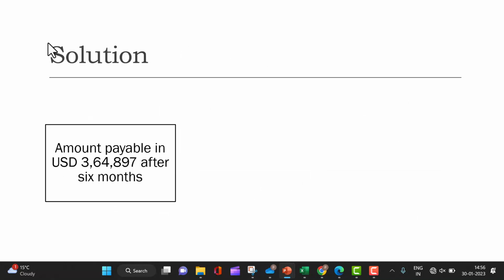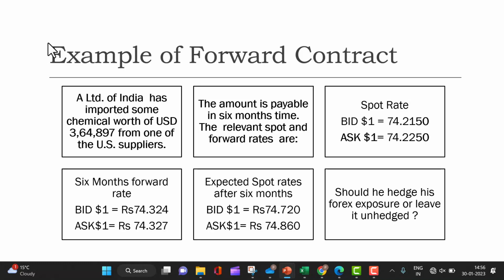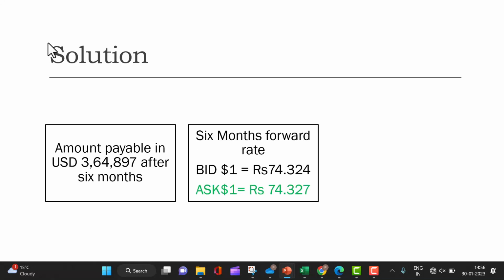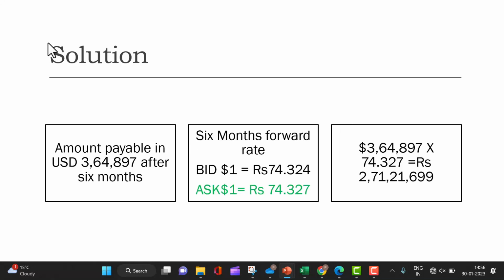Amount payable. Now you can solve the answer. If you understand this, when such a question comes you can even solve it in your mind. You know which is better. So the amount payable in USD after 6 months would be this much: 3,64,000 into 74.32. So you're going to pay 2 crore 71 lakhs 21,699 if you have taken a forward cover.